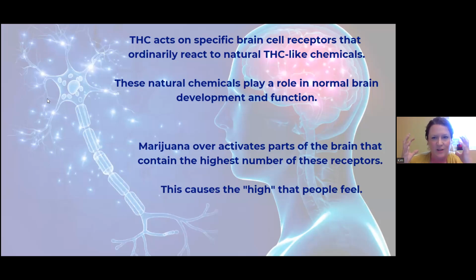So THC acts on specific brain cell receptors that ordinarily react to natural THC-like chemicals. These natural chemicals play a role in normal brain development and function, and that looks like making sure that we remember things. So it's our mood, it's our memory, things like that. Marijuana overactivates these parts of the brain that contain the highest number of these receptors, and that's what causes the high that people feel. Okay. So again, that whole endocannabinoid system plays a role in all of this.